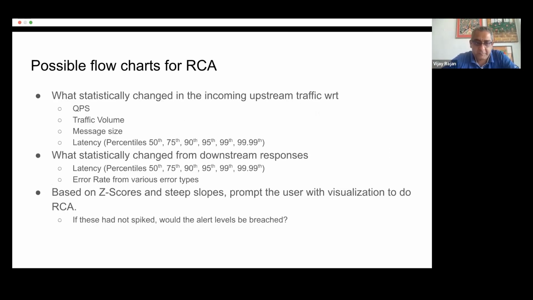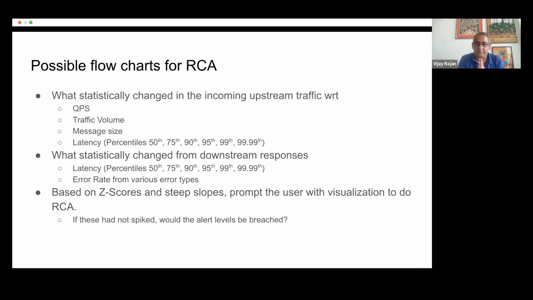So, possible flowcharts for RCA, for root cause analysis, you could make. What changed statistically: QPS, traffic volume, message size, latencies, and so on. What statistically changed for the downstream? Did you get a high error rate from one particular downstream? Maybe one database server was down, or started acting up and was slow, so your latencies increased. If your downstream latencies increase, your response time latencies to the upstream increase. And based on z-scores and steep slopes, prompt the user with visualization to do root cause analysis.